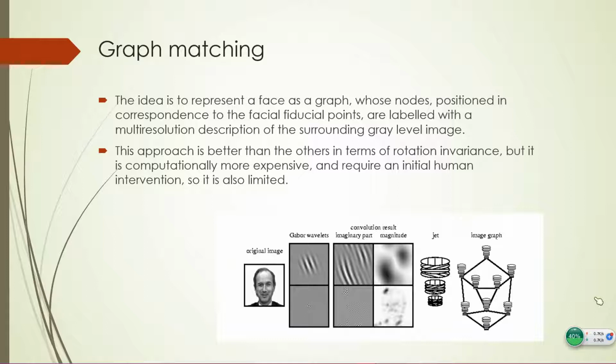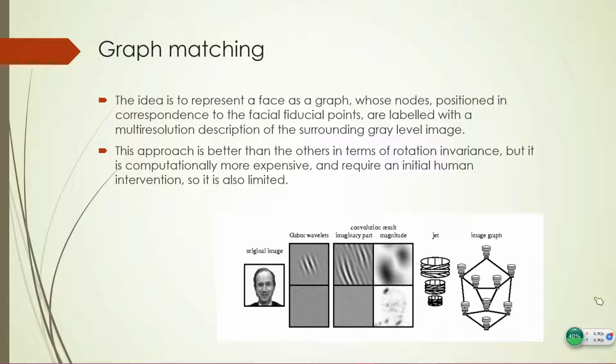And the third one is graph matching. The idea is to represent a face as a graph, whose nodes are positioned in correspondence to the facial fiducial points and are labeled with a multi-resolution description of the surrounding grey-level image. This approach is better than the others in terms of rotation invariance, but it is computationally more expensive and requires an initial human intervention, so it is also limited, as we can see from this image.